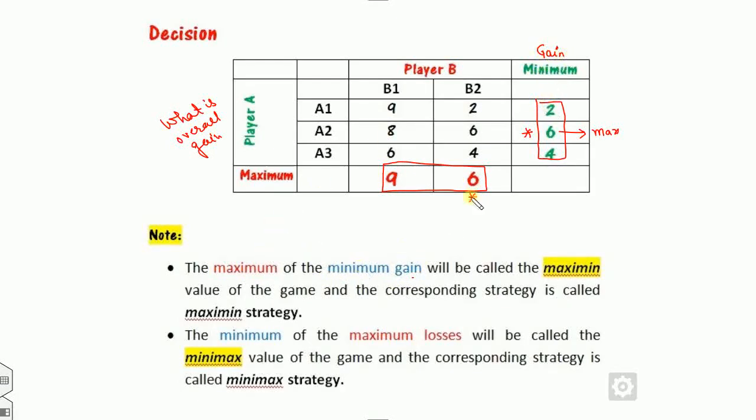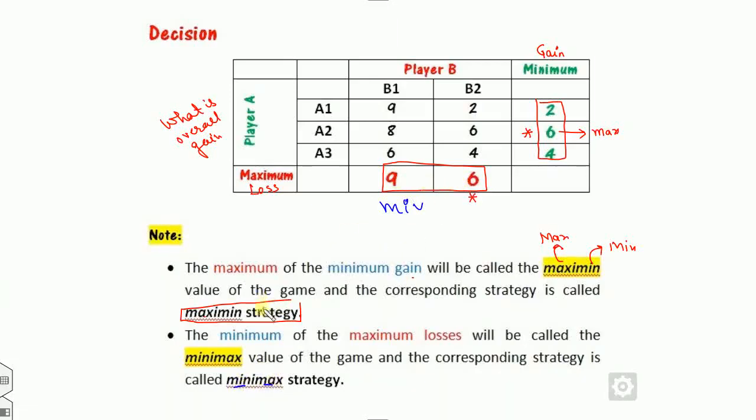So the maximum of the minimum gain is called the maximin. In maximin, the first part, max, means maximum, and the second part, min, means minimum. So the maximum of the minimum is called the maximin strategy. Firstly, we find the minimum and then the maximum. On the other hand, this is the maximum loss, and player B always wants to minimize their loss. So you can find the minimum among these, and this is called the minimax.